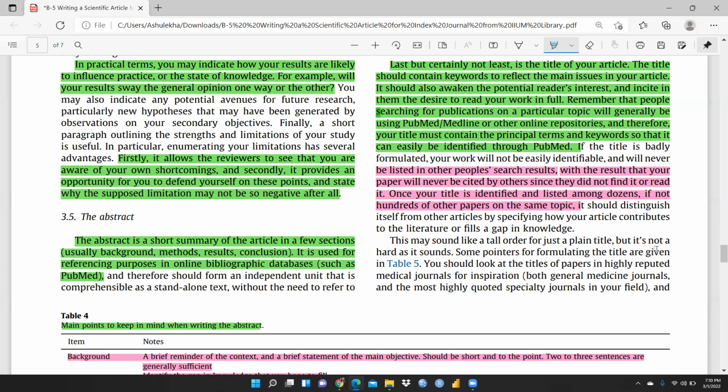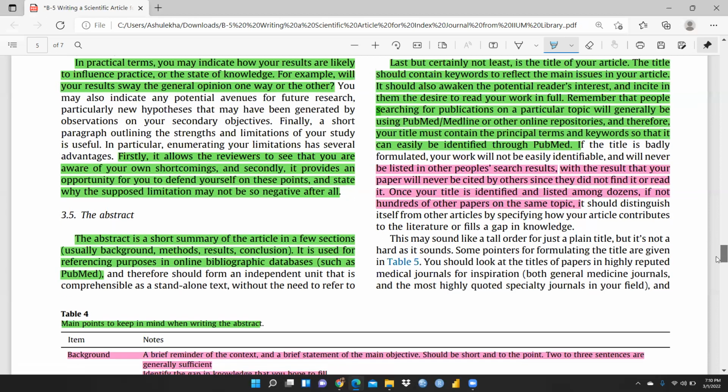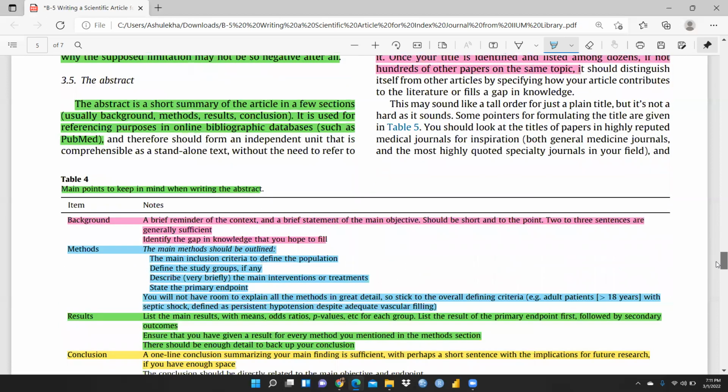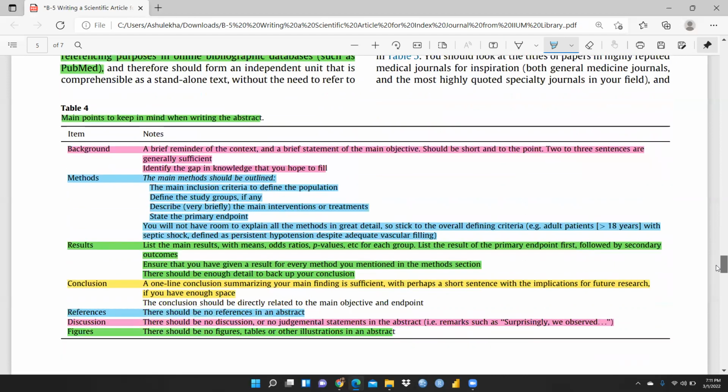And last, you are going to write the abstract. The abstract is a short summary of the article in a few sections, usually background, methods, results, conclusion. It is used for referencing purposes in online bibliographic databases such as PubMed. Here you can see the main points that you are going to cover in the abstract: background, methods, results, conclusion, then references, discussion, and figures.